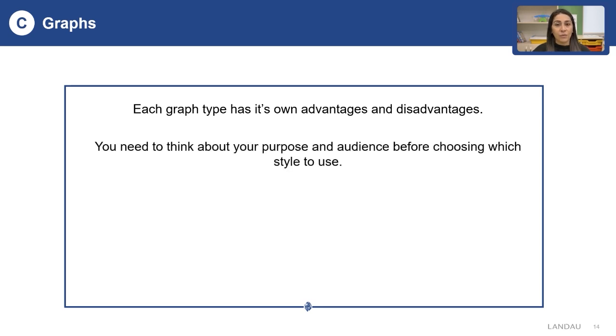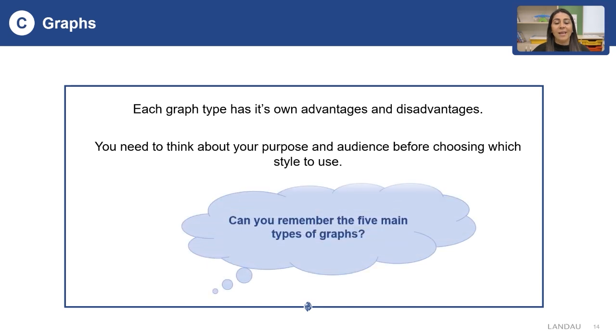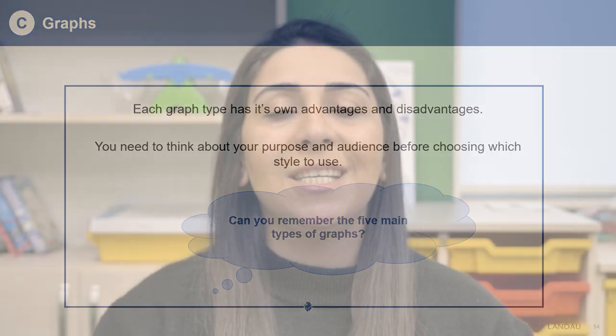It is important to think about the purpose and your audience before choosing which style to use. Now, can you remember the 5 main types of graphs? Dear students, during today's lesson, we have discussed what the raw data is and which methods can be used to represent this data. We have discussed 5 major types of graphs, which are pictograms, bar charts, comparative graphs, pie charts, and the line graphs.